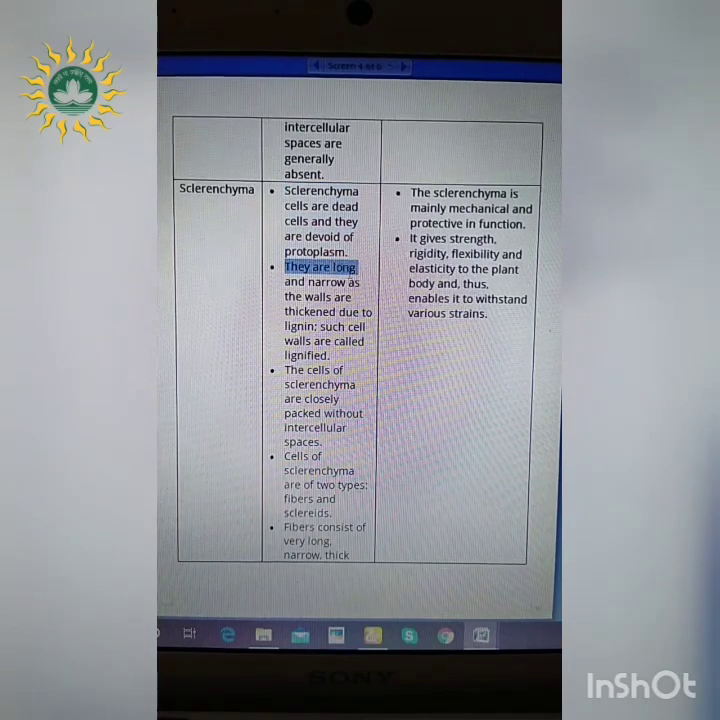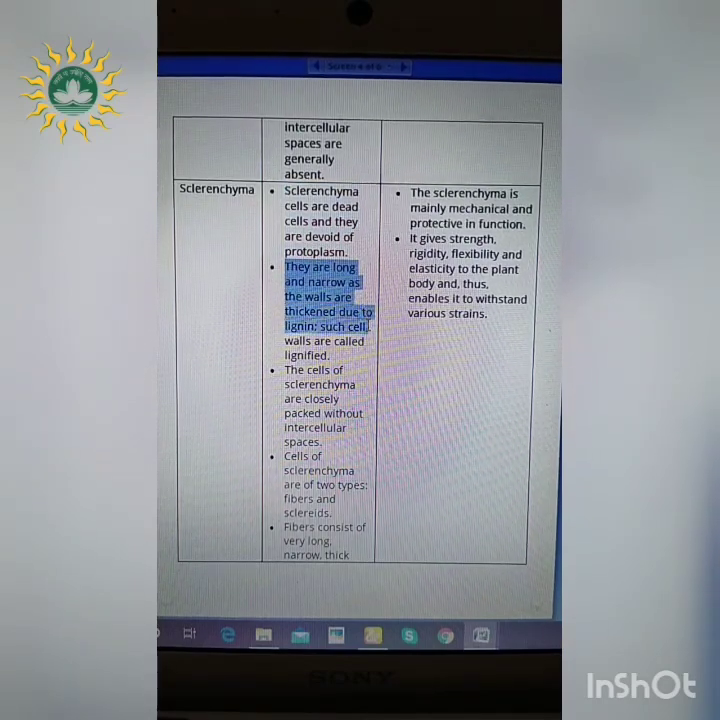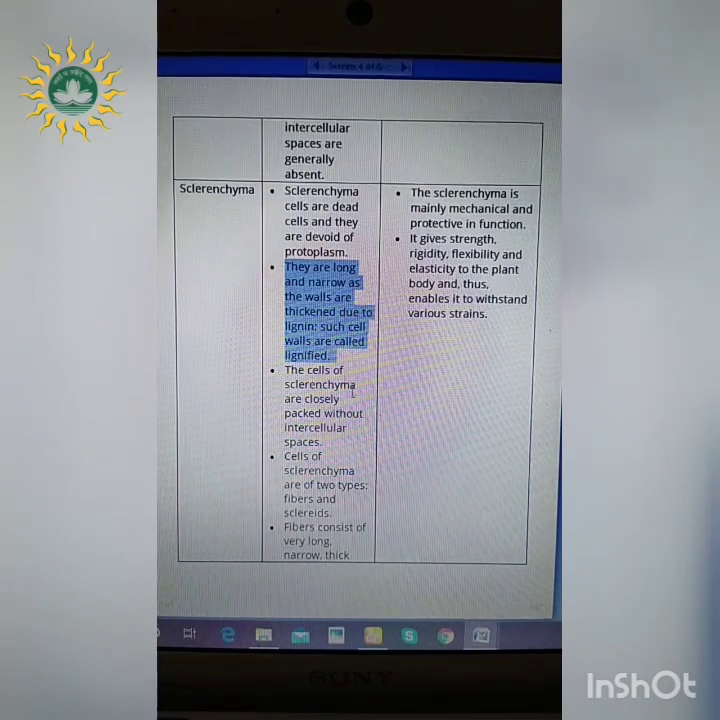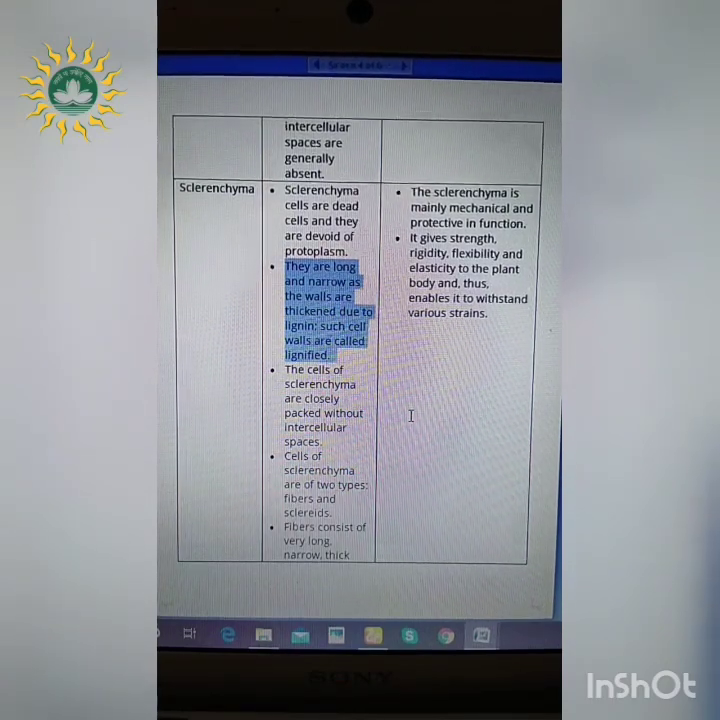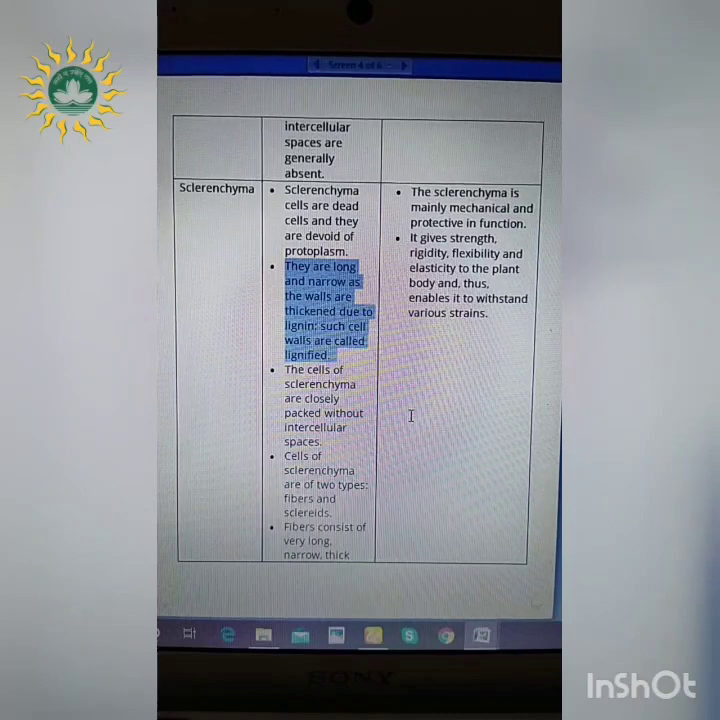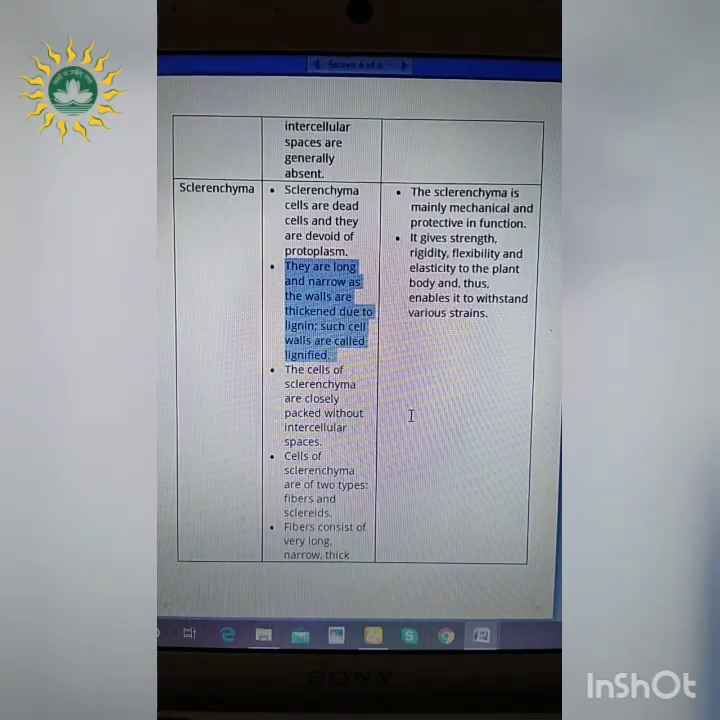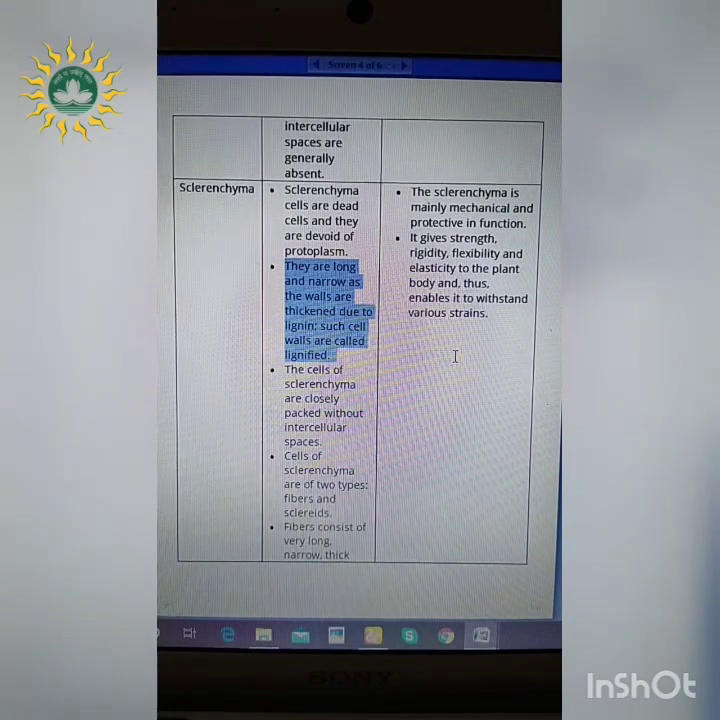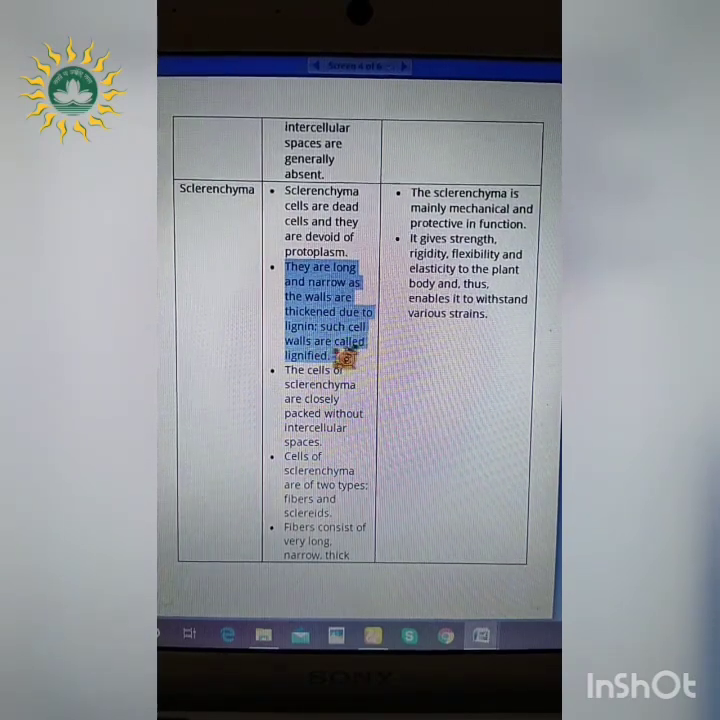Secondly, they are long and narrow. As the walls are thickened due to lignin, such walls are called lignified. So their cells are long and narrow and the walls are very much thickened. Why? Because of the presence of lignin. And because lignin is there, they are referred to as lignified cell walls.